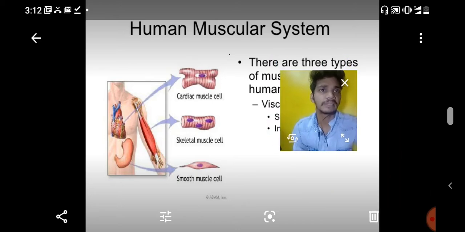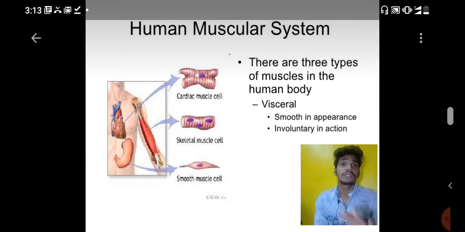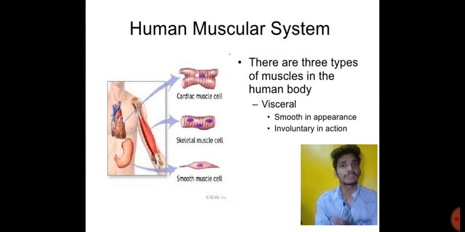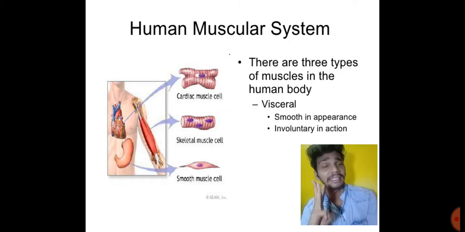The next slide states about the human muscular system. There are three types of muscles in the human body: visceral, smooth in appearance and involuntary in action; cardiac muscles; and skeletal muscles. These are the three types of muscle cells.